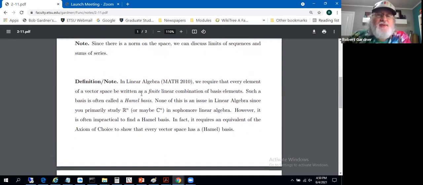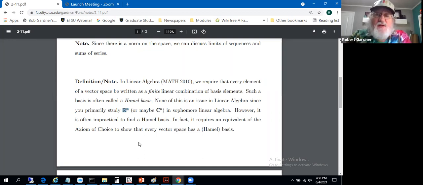So if this is the case and you insist on finding a collection of vectors for which every vector can be written as a finite linear combination of elements, such a basis is called a Hamel basis. I don't think Promislow even mentions this in his book, but Hamel basis is the kind of thing you deal with in linear algebra. And you're used to finding a Hamel basis for Rn. It's the usual standard basis. It's a little finite set. Yeah, things are nice in finite dimensions.